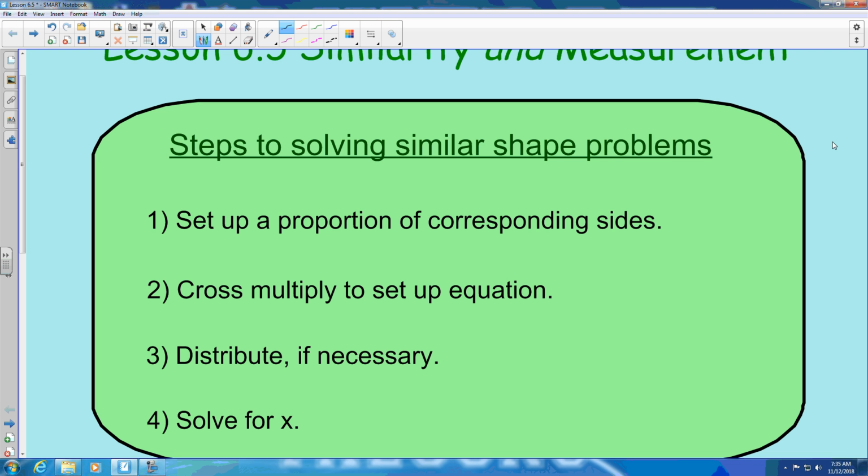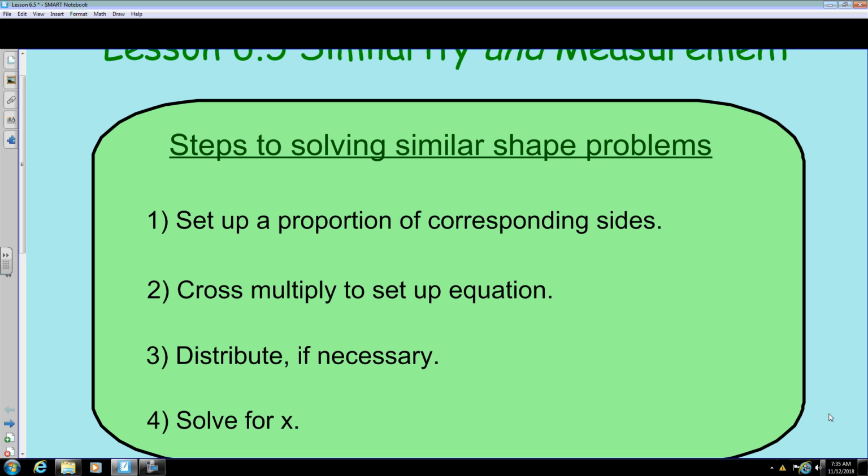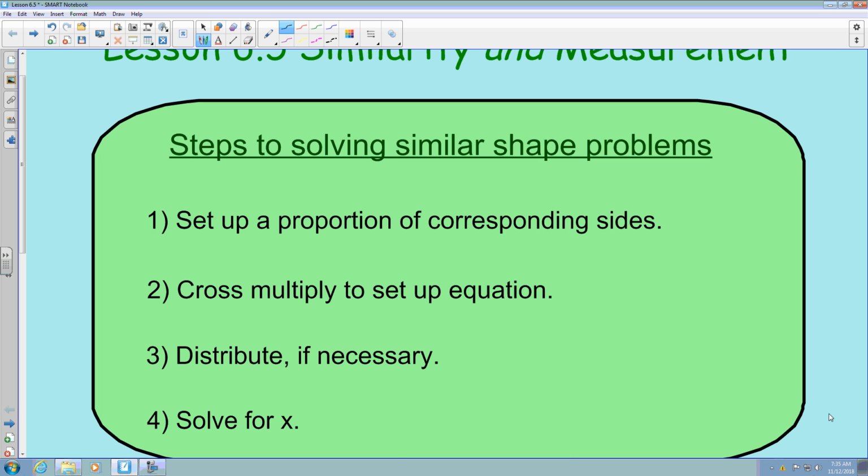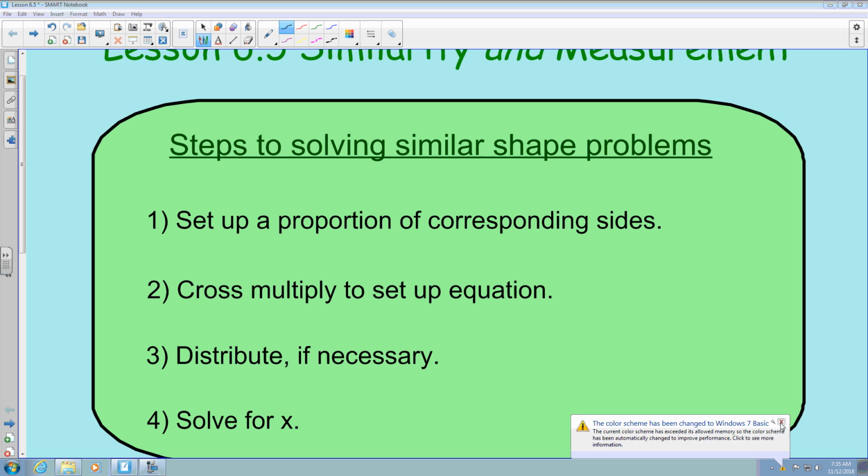want to keep in mind when it comes to solving similar figures is once we know that two shapes are similar, we can automatically make two assumptions. One is that the corresponding angles will be the same, corresponding angles will be congruent. The second thing is the corresponding sides will be proportional. Okay, so you're going to be asked to set up proportions with corresponding sides.